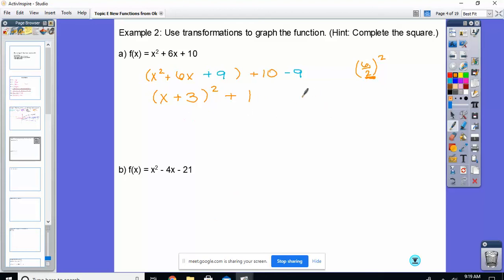Okay, so now we can do transformations. What are my transformations on this one? Left 3 and up 1. So if I were going to graph this, parent function is x squared, 0 squared is 0, 1 squared is 1, negative 1 squared is 1. We're just talking about a parabola. And then I need to take each of those points to the left 3 and up 1.